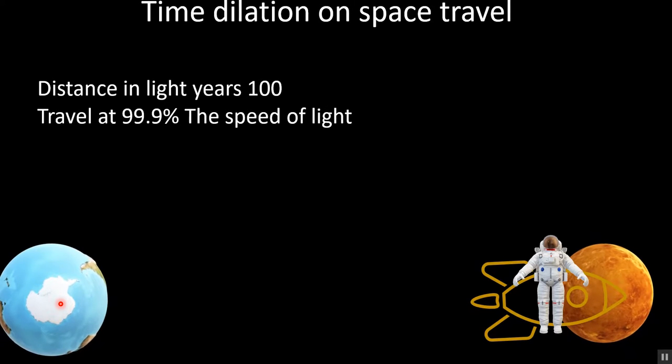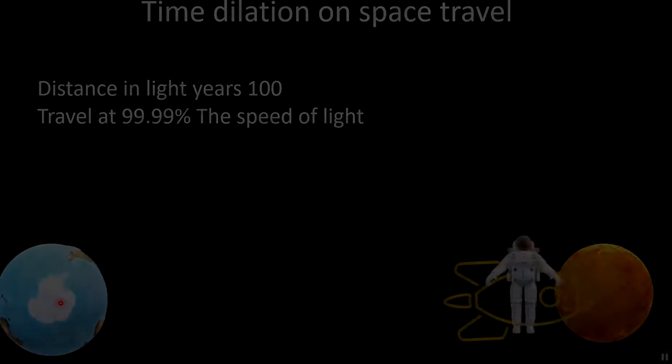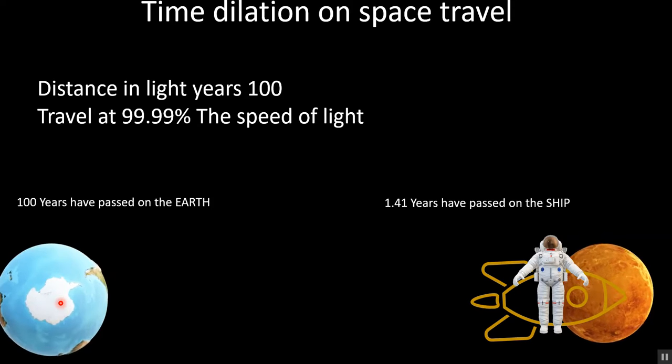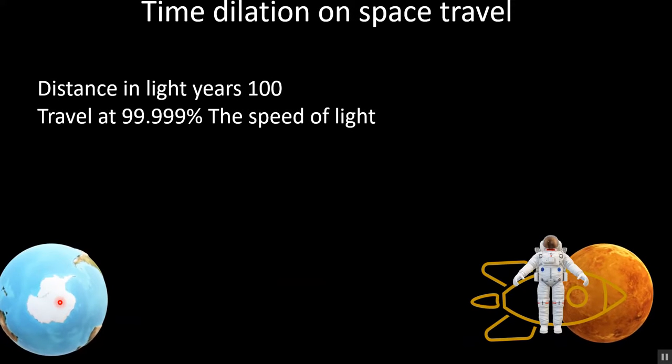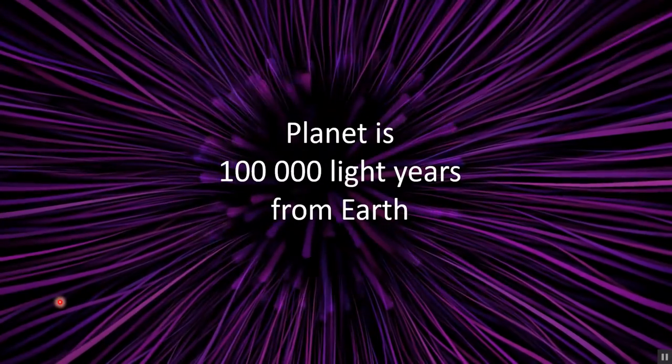99.9% the speed of light, 100 years, 4.5. 99.99% the speed of light. 100 years, 1.5. And then the numbers start to get really crazy. Time dilation, the closer you get to the speed of light, really makes a dramatic difference. 100 years have passed on Earth, half a year. 2 more examples.